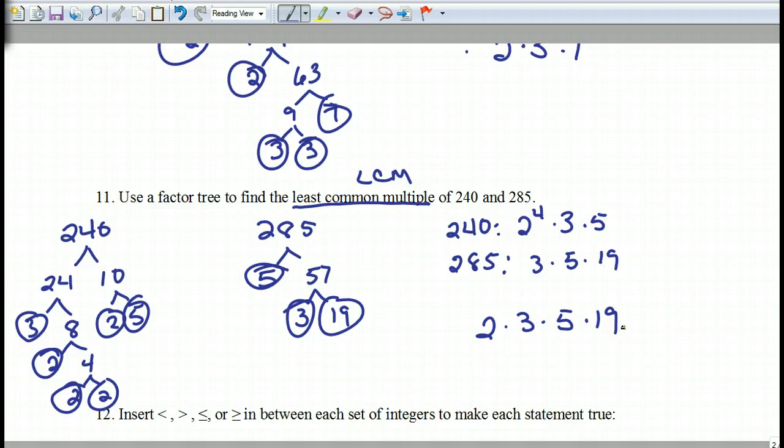But now at this point, once I have them represented once, I need to pick the largest representation. So how many 2's are represented up here? A 4. Yeah, 4 times. How many 3's are represented? Just once on each one, right? So that's going to be a once. 5 to the 1 and 19 to the 1. If you multiply that out, you actually get 4,560.